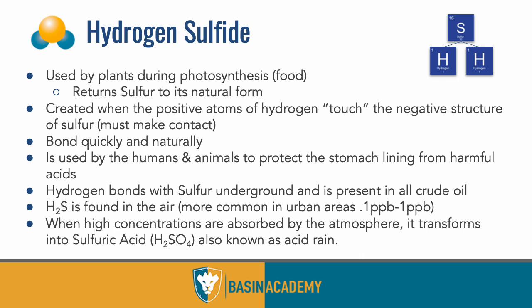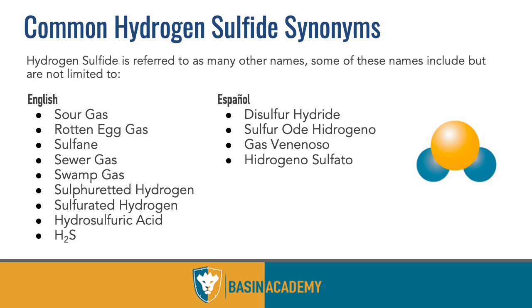Sulfur is also used in human beings for nail growth, as well as the hair follicles in our body. Sulfur is everywhere, hydrogen's everywhere. So when those two come together, you can again kind of get the picture. It's everywhere. Common hydrogen sulfide synonyms, and there's quite a few names out there that people reference hydrogen sulfide as.